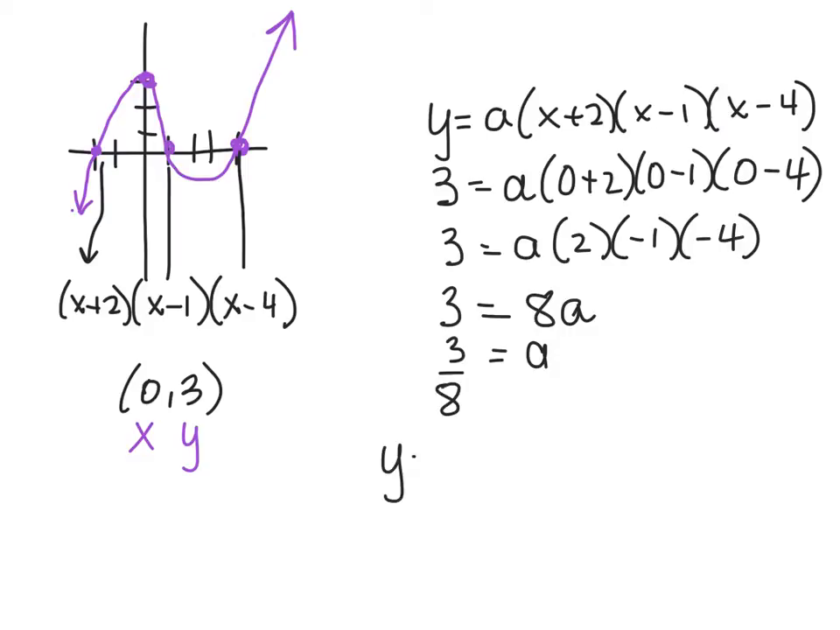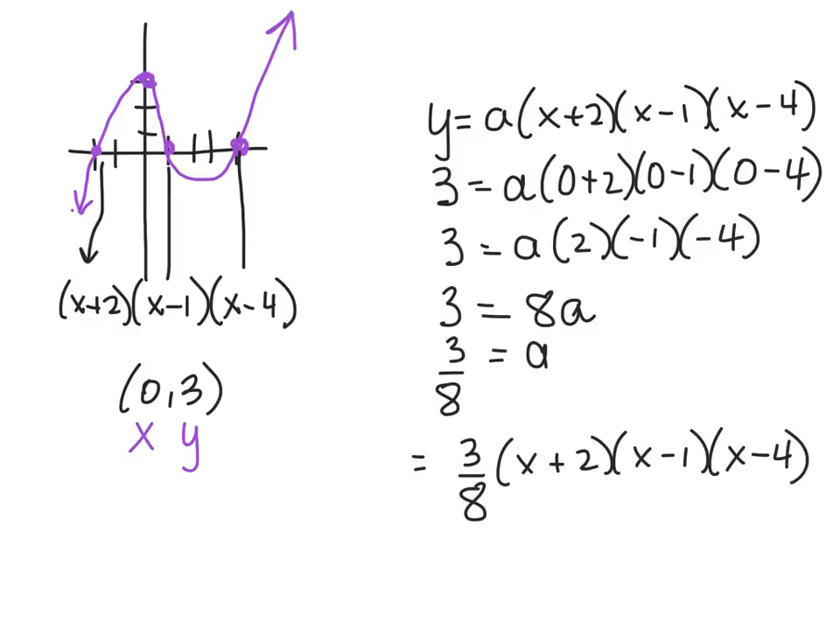So my equation is going to be 3 over 8 times (x plus 2) times (x minus 1) times (x minus 4). And I'm going to leave it just like that. I'm going to change this to f of x. And if I was asked to put this in standard form, I would multiply this whole thing out, but I'm going to leave it just like this.